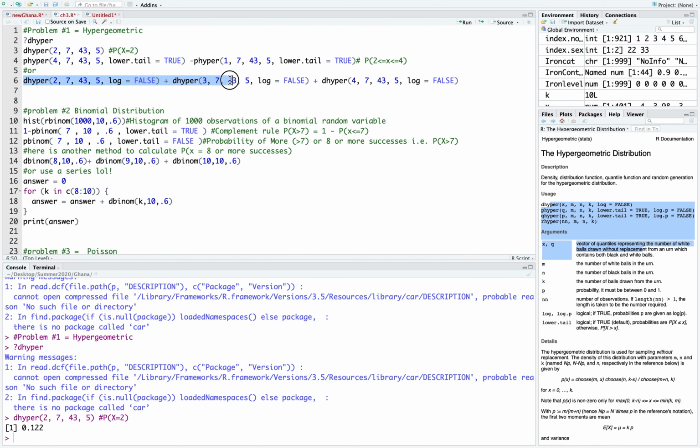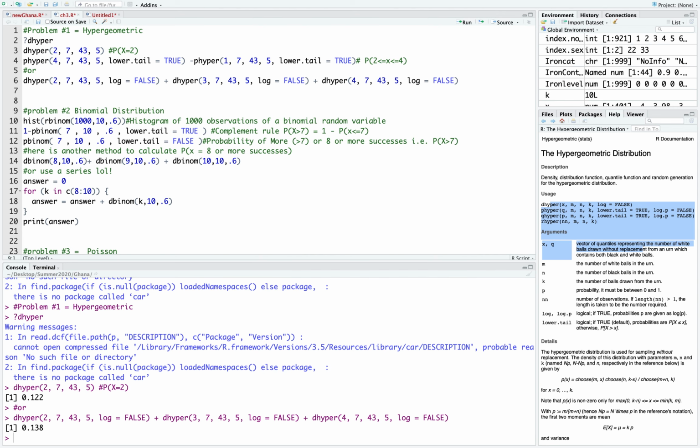I can add up the probability of 2 right here. I can add up the probability of 3. I can add up the probability of 4, right? And I can add that all together. That's 0.138.